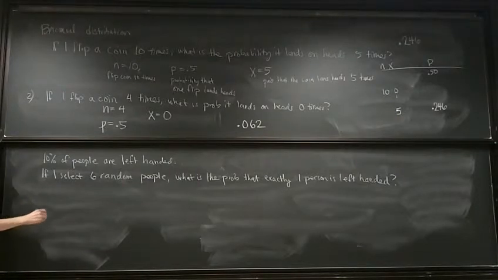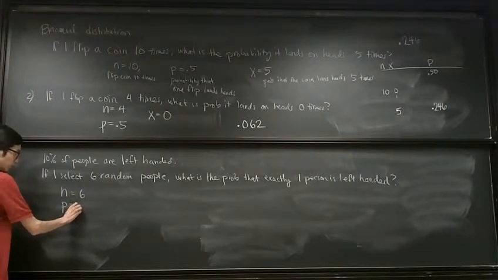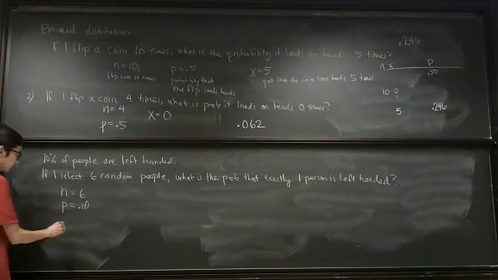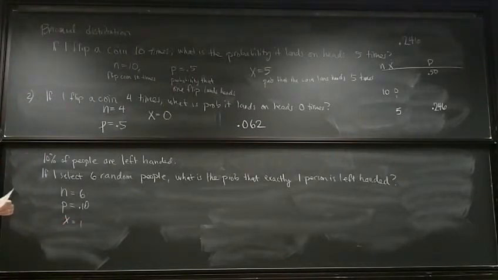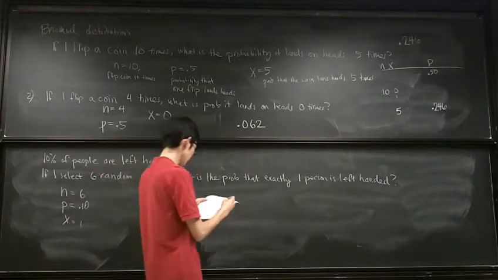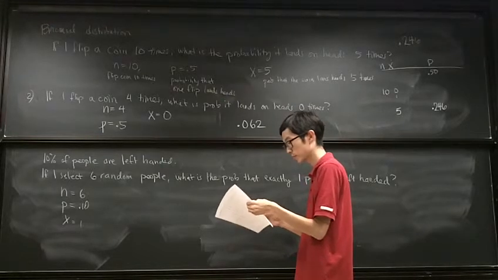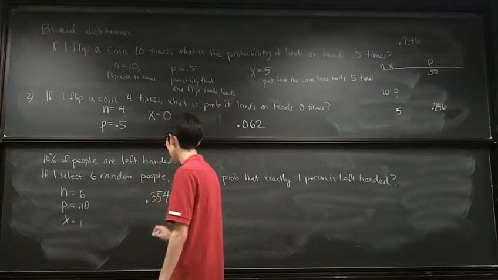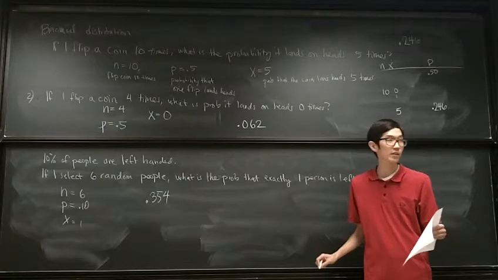In this situation, what is my n? N is 6. What's my p? 0.10. A 10% chance that if I select one person, he or she is left-handed. And what is my x? X is equal to 1. So what's my answer here? 0.354. About a 35% chance that exactly one person is left-handed.